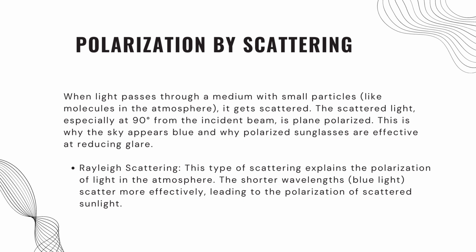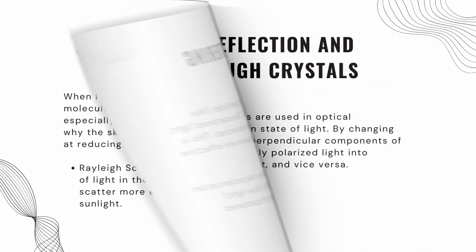Rayleigh scattering. This type of scattering explains the polarization of light in the atmosphere. The shorter wavelengths, blue light, scatter more effectively, leading to the polarization of scattered sunlight.